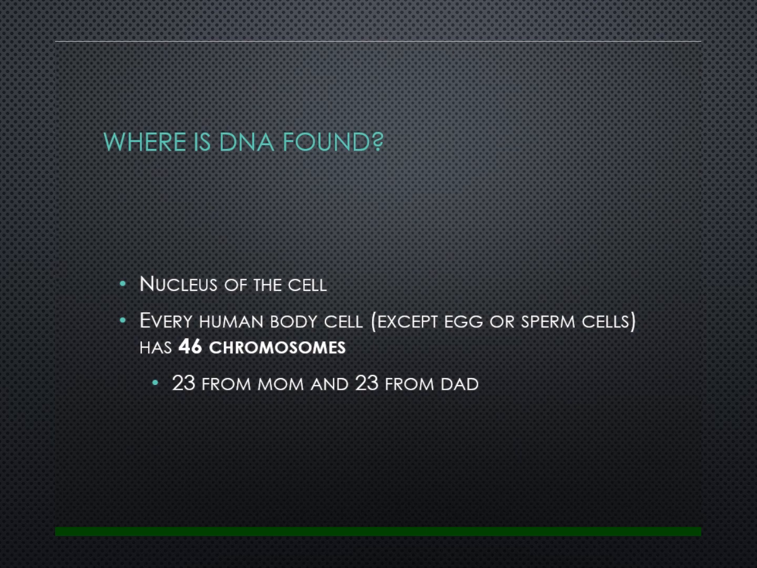Okay, so where is DNA found? Well, if you recall from our cell unit, it's in the nucleus of the cell. And every human body cell, except for the egg or the sperm cells, they have 46 chromosomes. So you get 23 from your mom, and you get 23 chromosomes from your dad. And together, to make you, you get 46.